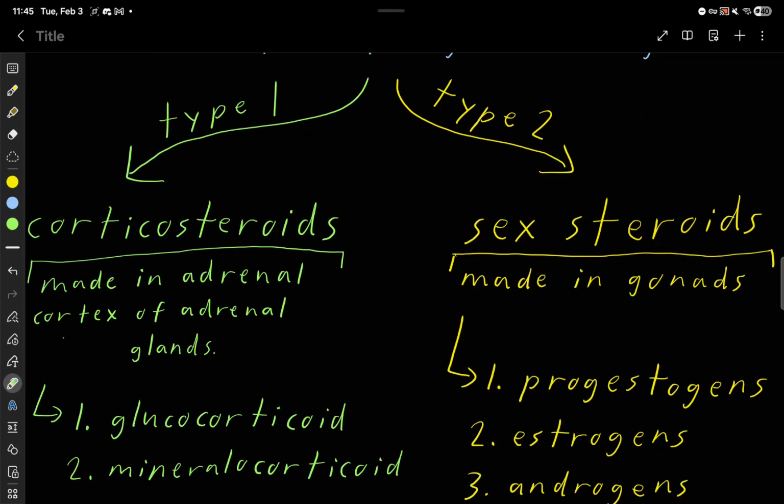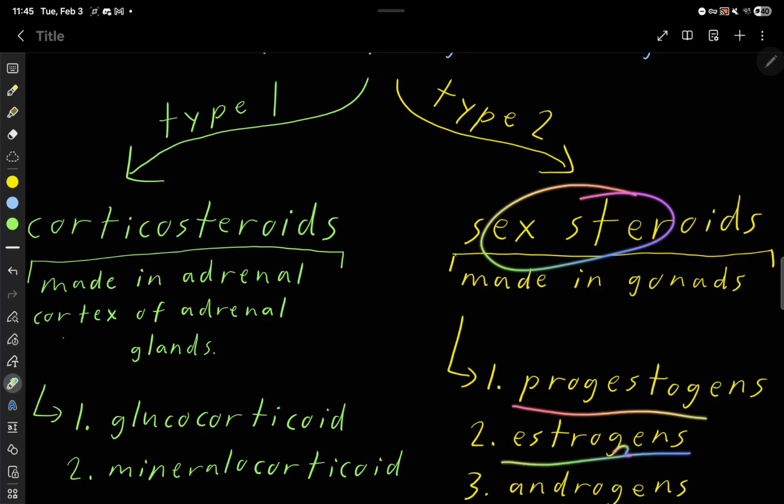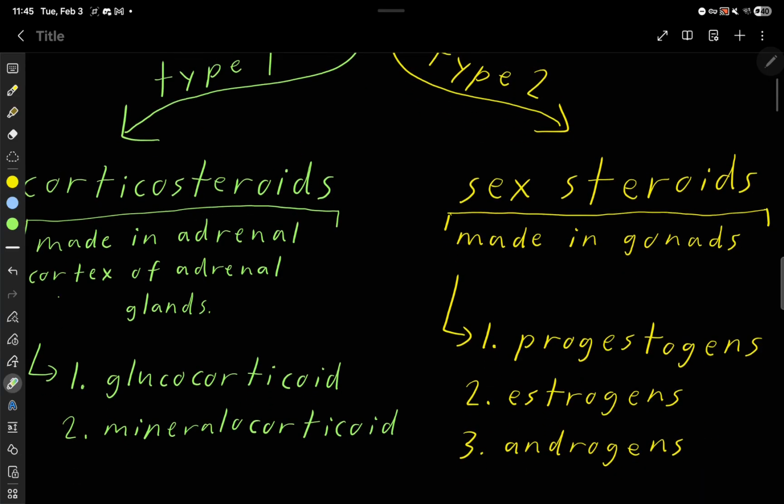Okay, so corticosteroids and sex steroids are two main types of steroids based on where they're produced. But these two types are further divided into different classes. So, under corticosteroids, we've got glucocorticoids and mineralocorticoids. And under sex steroids, we've got progestogens, estrogens, and androgens. So it's easy to remember because these both end with corticoids and these all end with ogens.